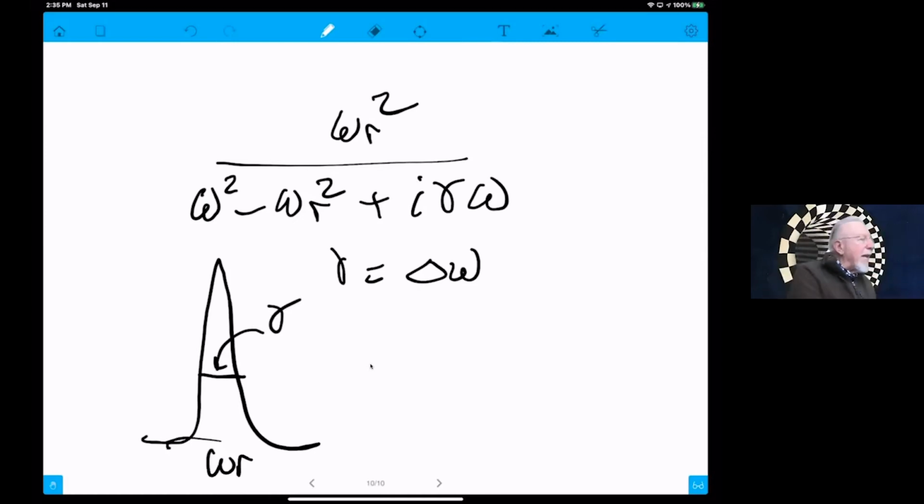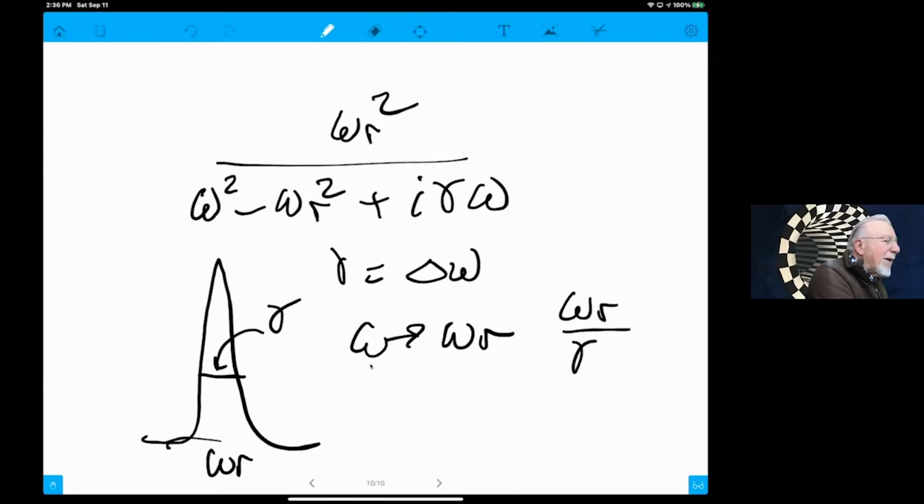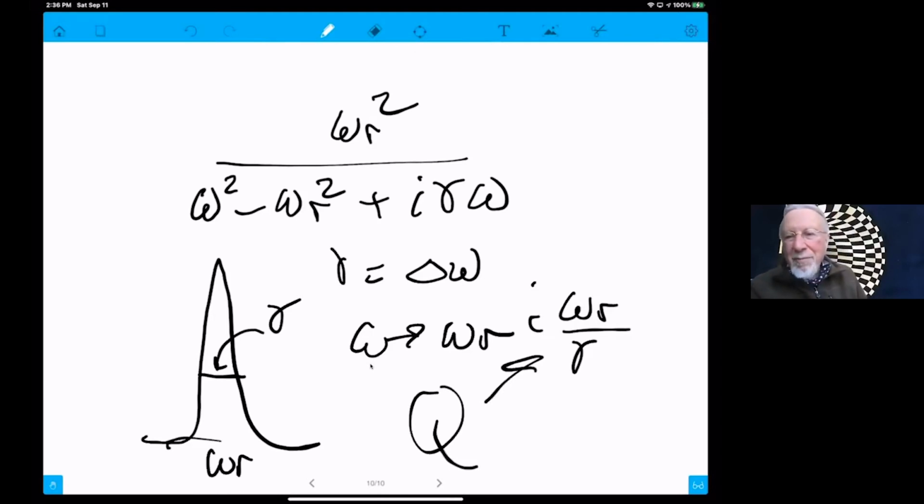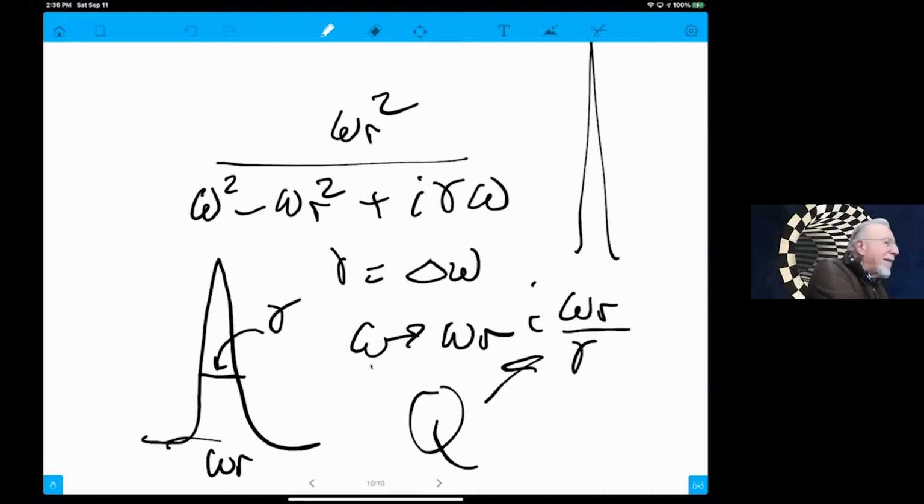So what happens at resonance? At resonance, omega goes to omega R, and this goes to omega R over gamma times I. That's the Q of the oscillator, the quality factor of the oscillator. So what you want is for the peak height to increase. The peak height goes as Q. So you want to have as small dissipation as possible.